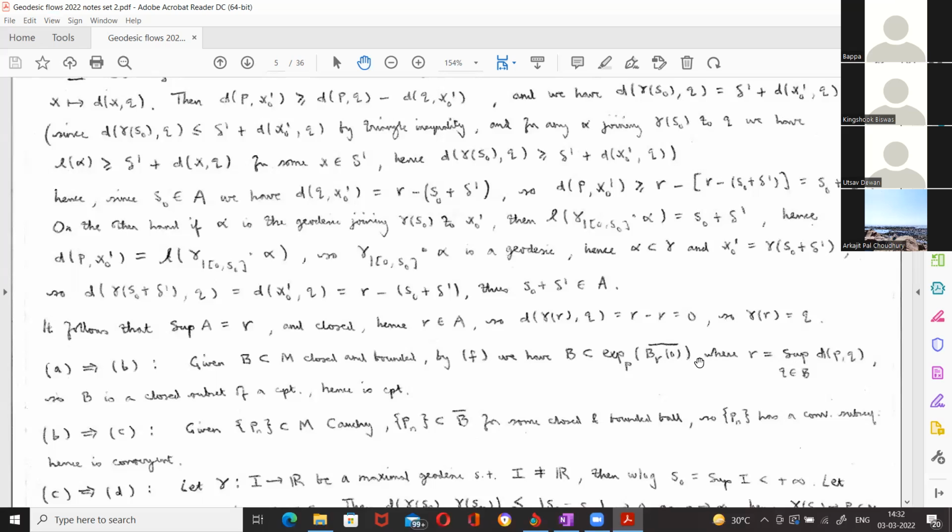This follows from part E, right? Every point in B can be joined to P by a length minimizing geodesic. Is this clear?